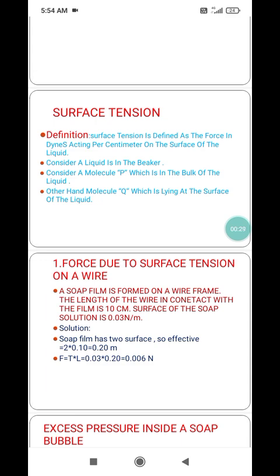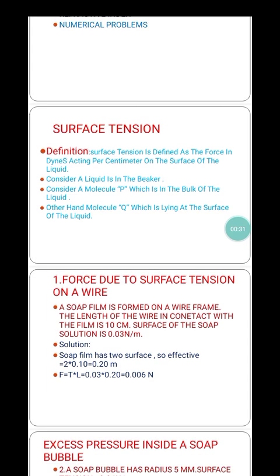Surface tension definition. Surface tension is defined as the force in dynes acting per centimeter on the surface of the liquid. Consider a liquid in a beaker. Consider a molecule P which is in the bulk of the liquid, and on the other hand molecule Q which is lying at the surface of the liquid.